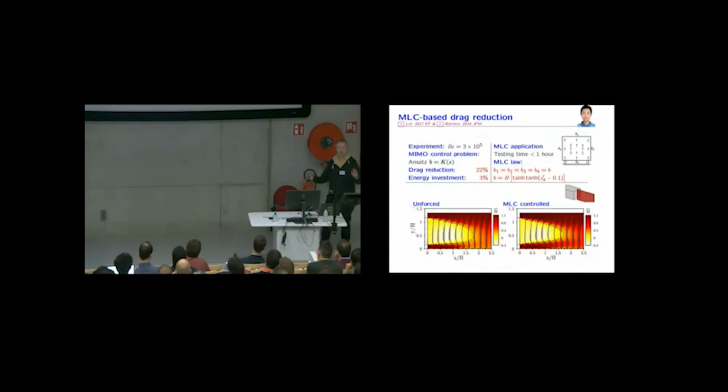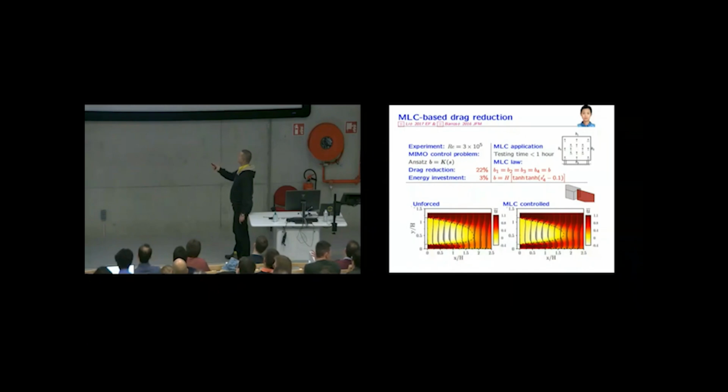So now we run our magic box, which I will explain later on. And our ansatz is to take the actuation as a function of our sensor signal, and we get something like a drag reduction of 22% with an energy investment of 3%. So overall, it's positive. And it takes less than 1 hour of testing time, 250 individuals. The controller which we get is such that all actuations are in unison, and the actuations only listen to a single sensor signal.